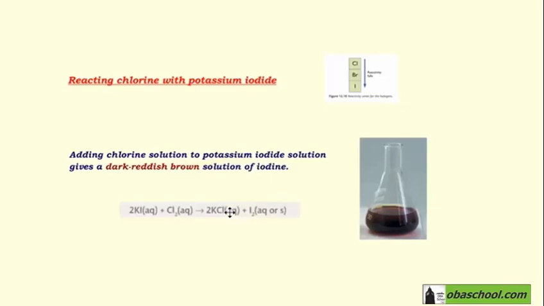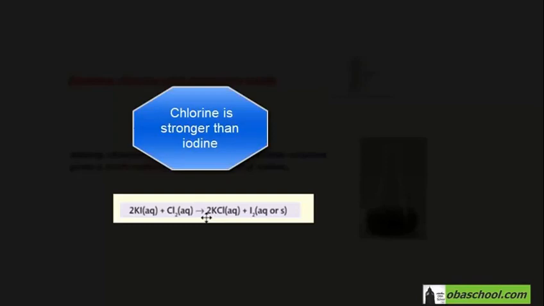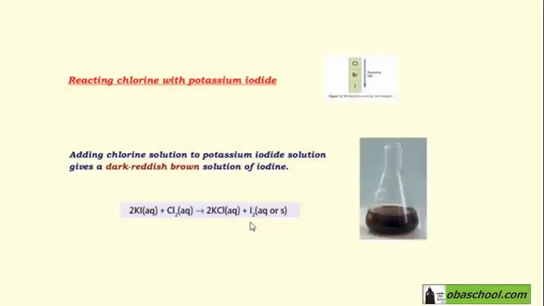Let's see the equation. Potassium iodide solution plus chlorine, what will they produce? We said before that chlorine is stronger than iodine, right? So it will displace it and leave it alone. Thus, the products will be potassium chloride plus iodine. So this is the iodine that's produced. Here is the reason for producing this color, as you can see in this figure. So again, it's very important to study this reactivity series to know which element will make displacement for the other element.